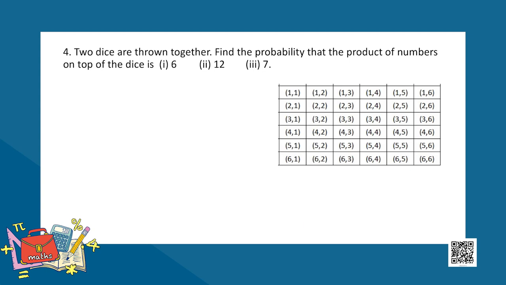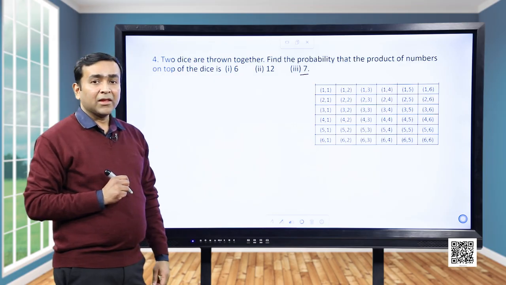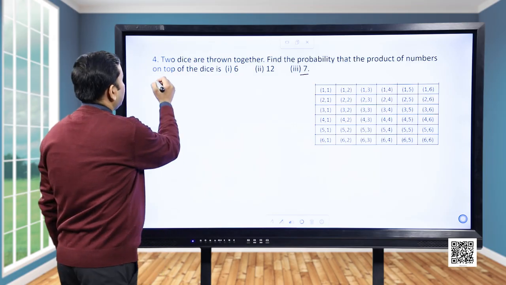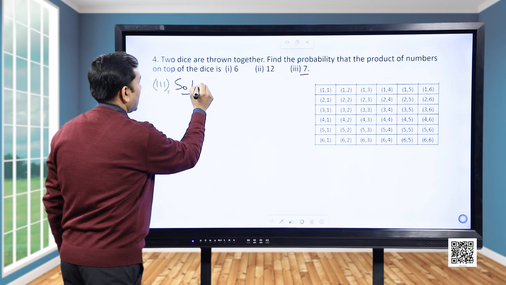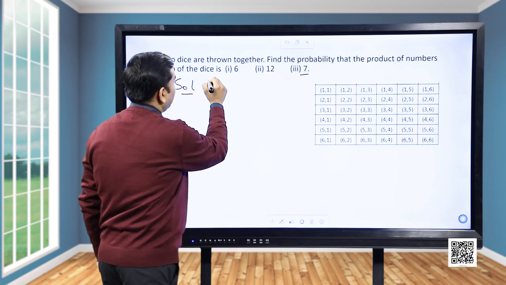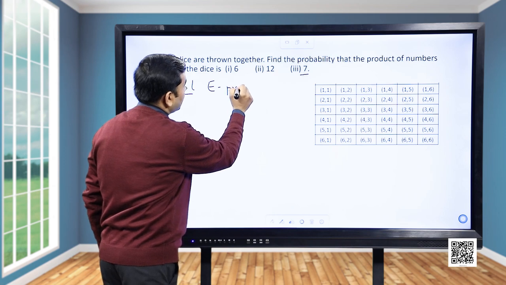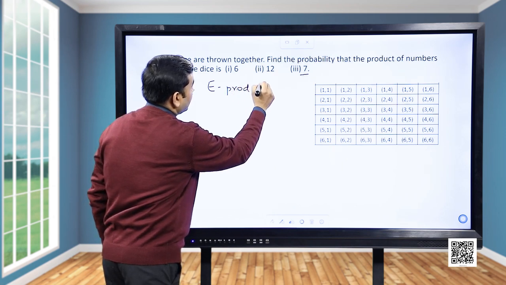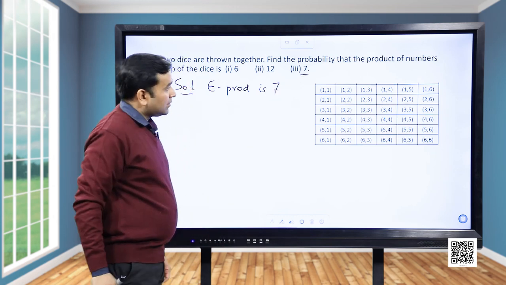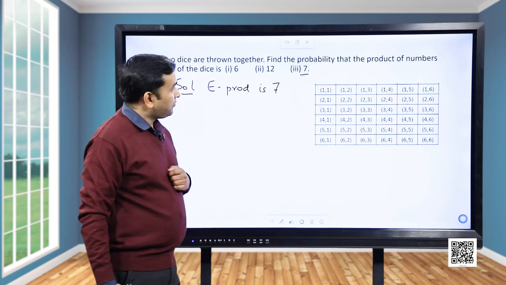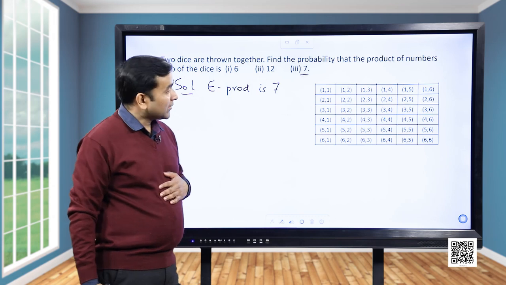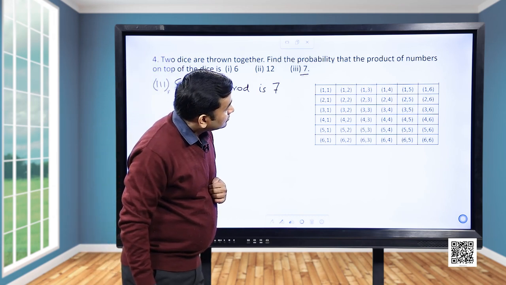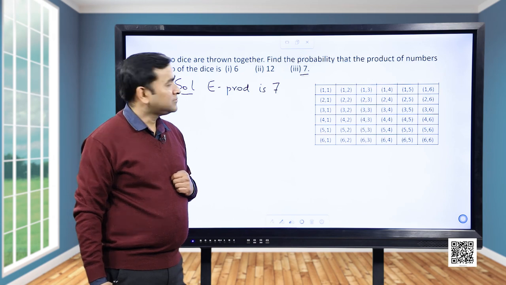In this, we need to find the probability such that the product of numbers is 7. Okay. So, let us write this. Again, we consider E to be the event such that the product of numbers is 7. Again, have a look at this table. Can we find any outcome wherein the product of numbers is 7? Let us look at it carefully. I don't think so.